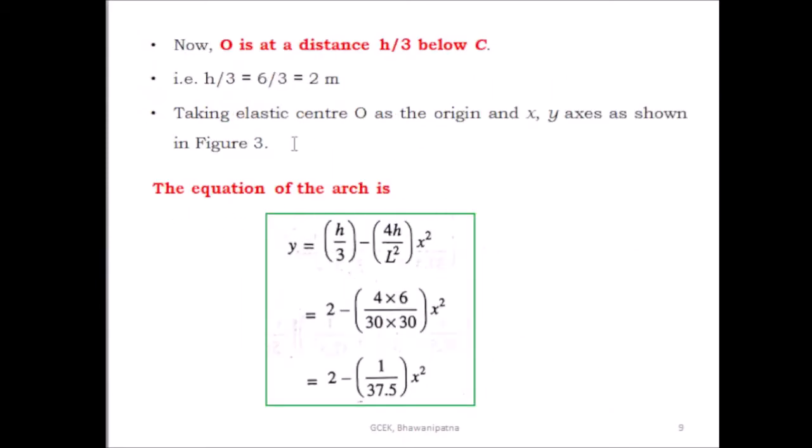Then the equation of the arch you can find out: y is equal to h by 3 minus 4h by L square into x square. This I have already explained in the previous lecture. After putting h and L, we get the relation y is equal to 2 minus 1 by 37.5 into x square. This is the relation between y and x for the fixed arch. The equation of the fixed arch is y equal to 2 minus 1 by 37.5 into x square.